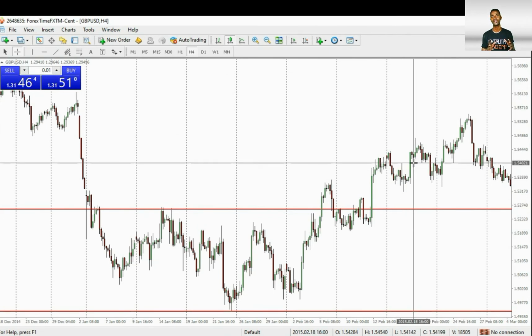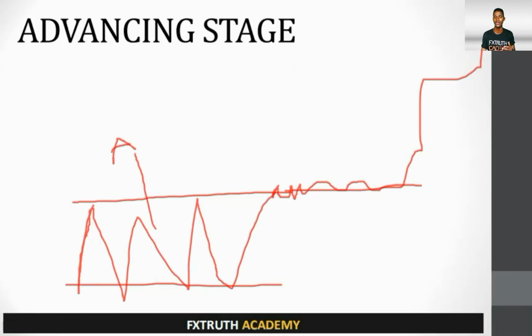I get what I'm trying to say. This is a new advancing stage over here. So this is how the thing works. And with this understanding, you won't be applying wrong strategies in a wrong market stage. So now let's get back to class and see the other stages that we have.